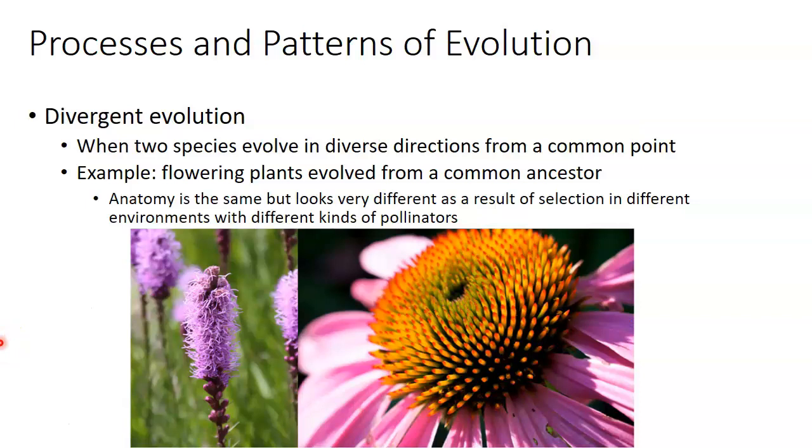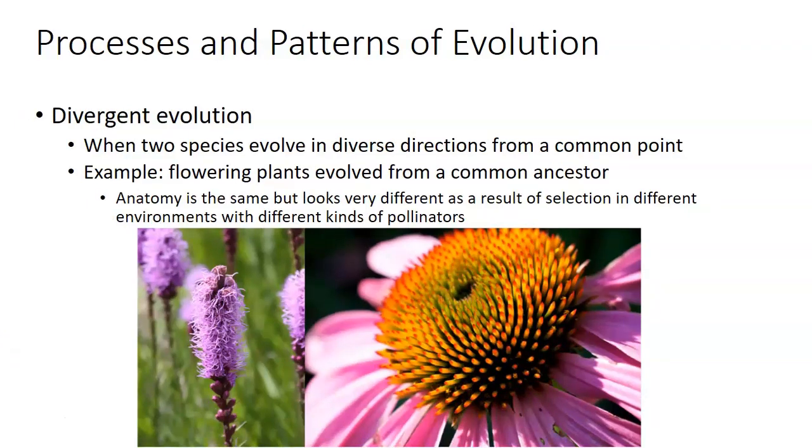Okay, so patterns of evolution. There's really two basic patterns that we see with evolution. Evolution can either be divergent, or, on the next slide, we're going to see the opposite of that, which is convergent. So divergent evolution: this is when we have two species that evolve in diverse directions from a common point. You have one ancestral species, and that ancestral species, based on different environmental factors, is going to diverge in two separate directions, so evolve into two different species.